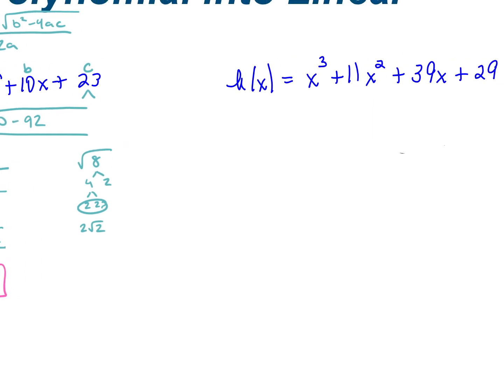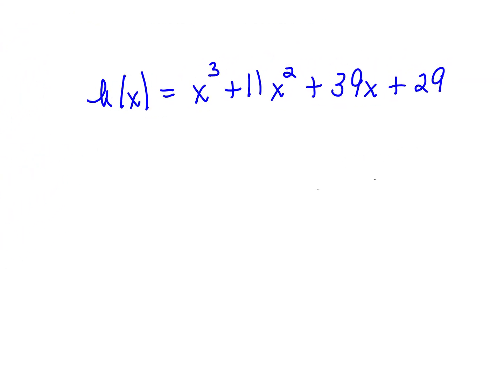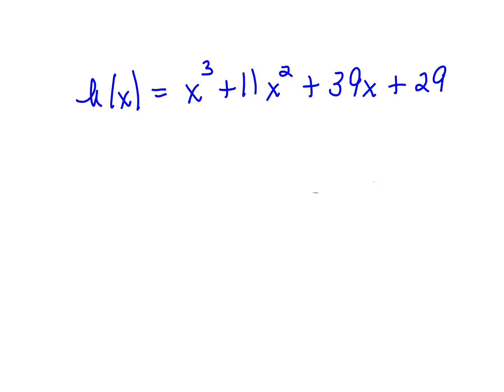All right, lastly, let's do the third one. So we have 4 terms. If you want to try to factor by grouping, you can, but grouping's not going to work here. So if grouping doesn't work, what can we do?